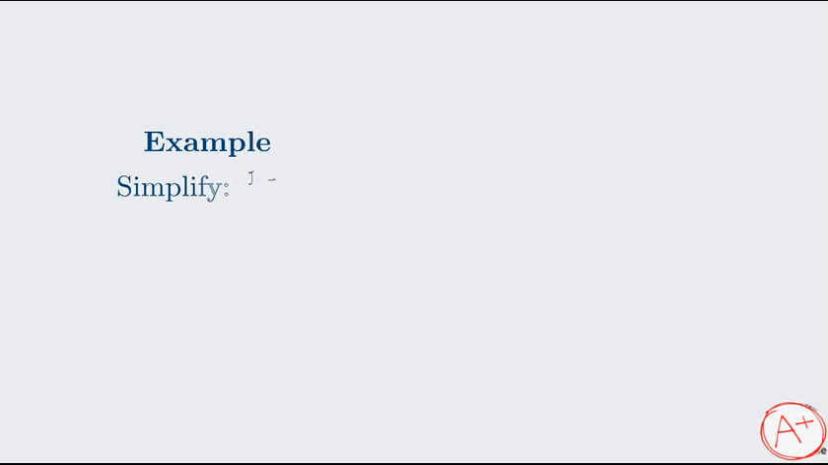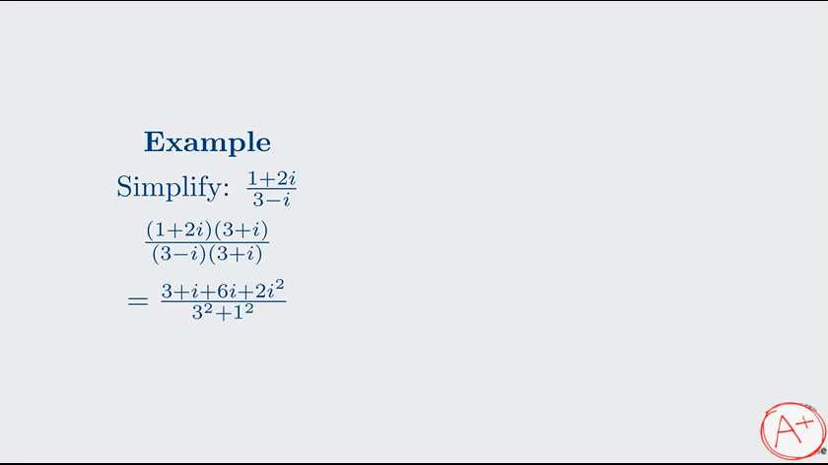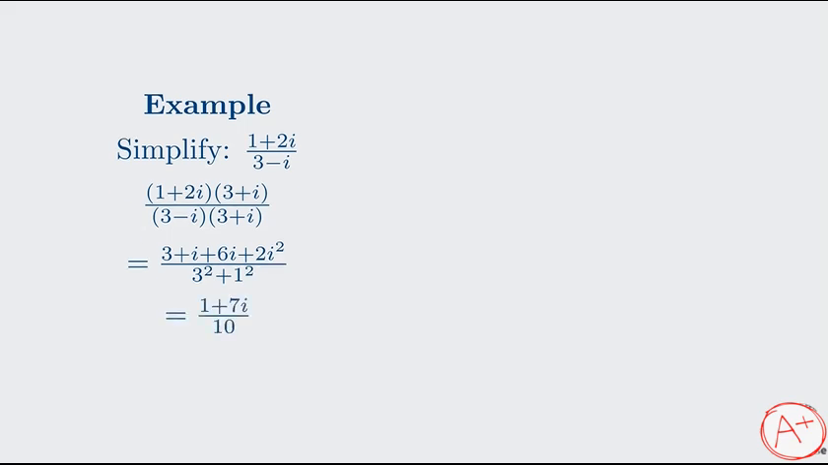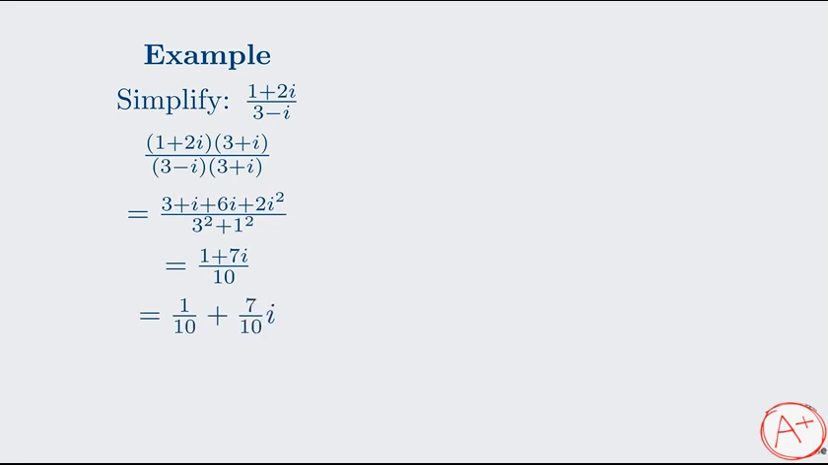Let's simplify (1 plus 2i) divided by (3 minus i). We multiply the top and bottom by the conjugate of the denominator, which is 3 plus i. Multiply the numerator and denominator by 3 plus i. The denominator becomes 9 plus 1, which is 10. In the numerator, 2i squared becomes negative 2. This simplifies to (1 plus 7i) over 10. This gives us a real part of 1/10 and an imaginary part of 7/10.